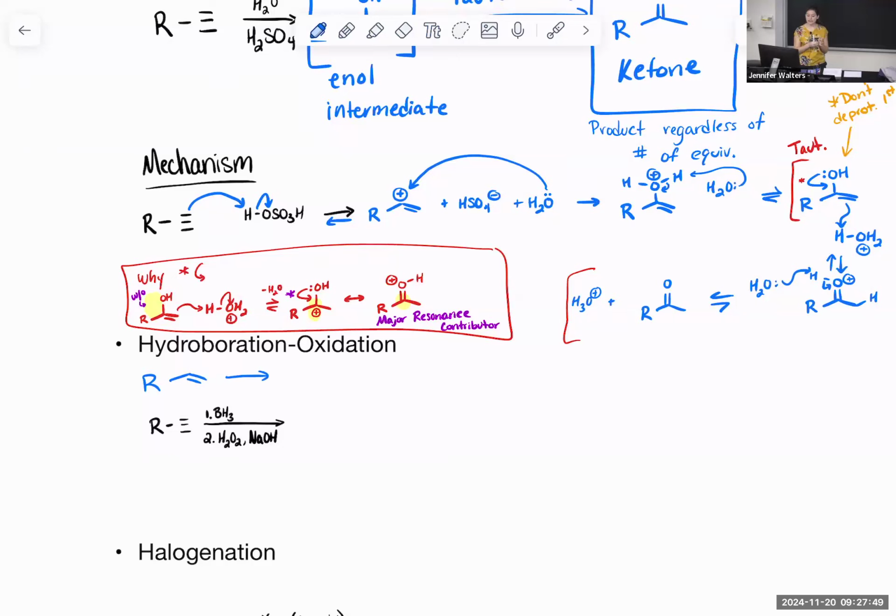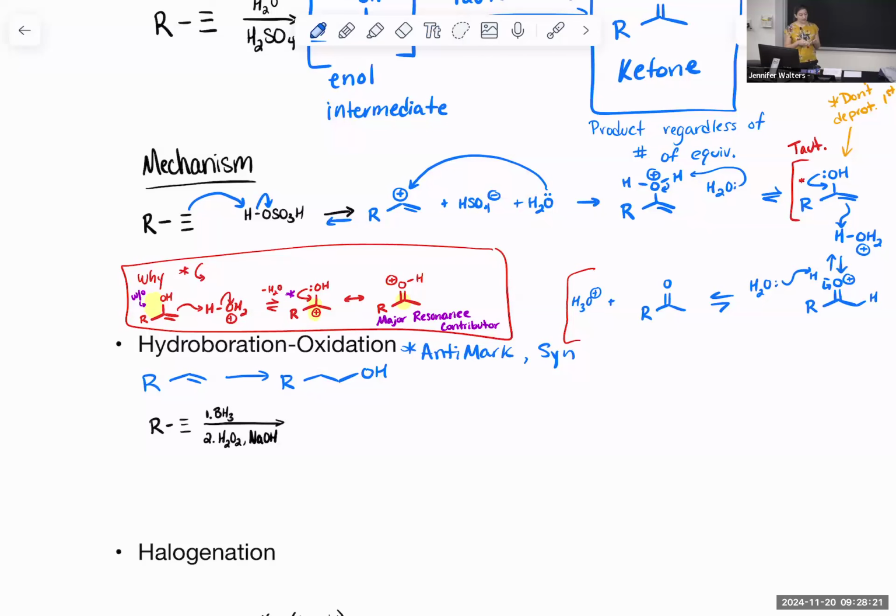So this was the only anti-Markovnikov mechanism that we've talked about so far. And we said that the reason why it was anti-Markovnikov is because that first addition step is a syn addition, and we need boron to go on the side where it has more space. So sterics are what are controlling the regioselectivity here. So when we did our alkene addition, you ended up with the primary alcohol, the alcohol on the end, on the less substituted side.